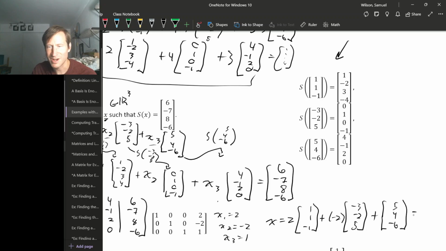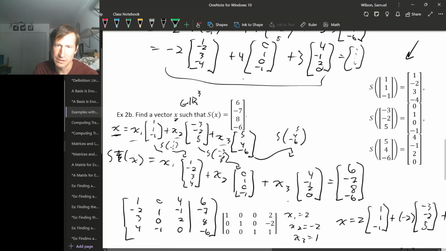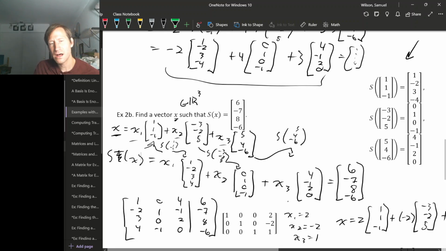And again, to actually know what the vector x is, we need to do this vector arithmetic, but I'm not going to make you watch me do arithmetic. That's not exciting. Okay, so other than the little wrinkle of having to work with this different basis, this worked out very similarly to example 1b. All right.